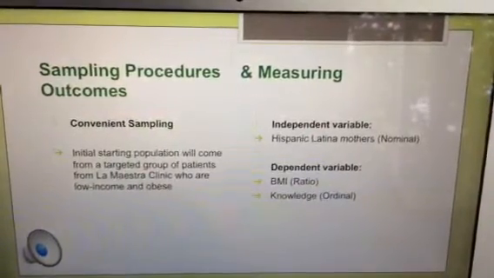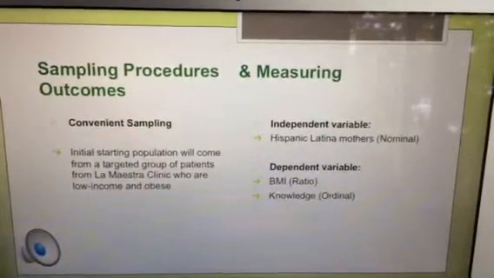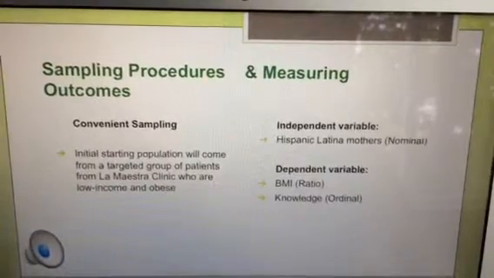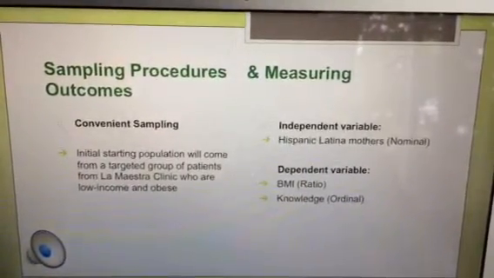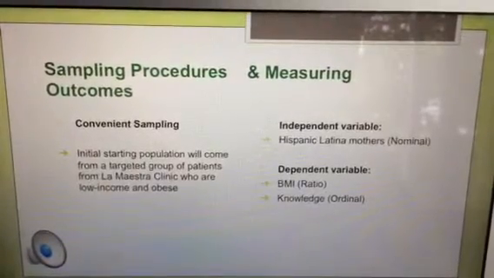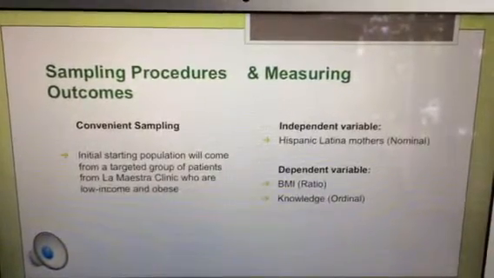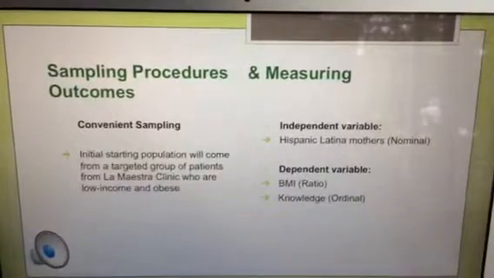We used a convenience sampling procedure, which consisted of an initial starting population that came from a targeted group of patients from La Maestra Clinic. Requirements to participate in the study included being obese, of Hispanic background, and having one or more children, as well as being low income.